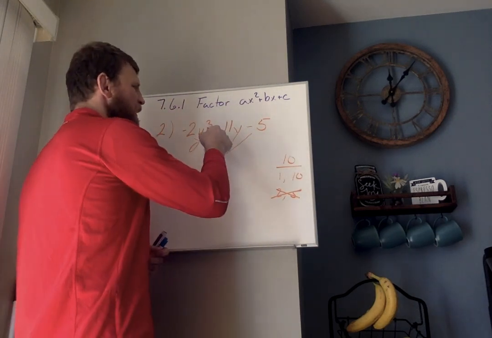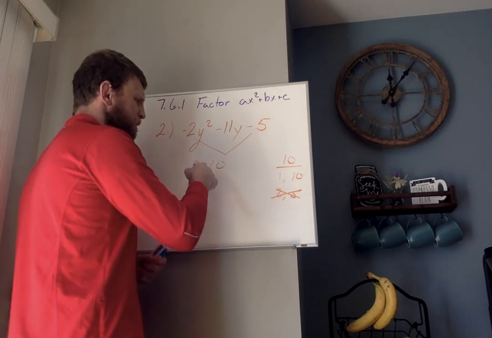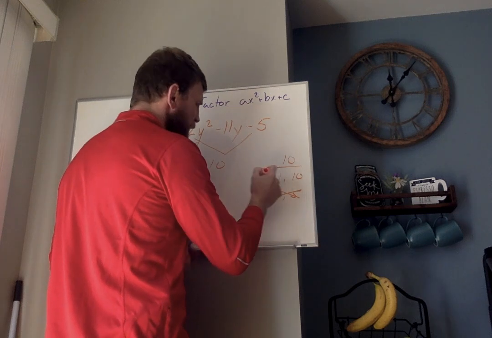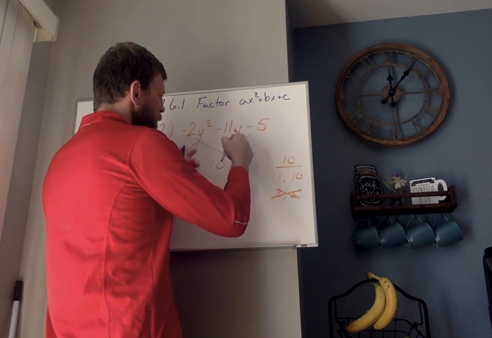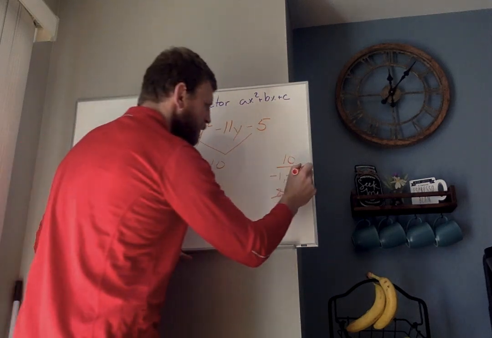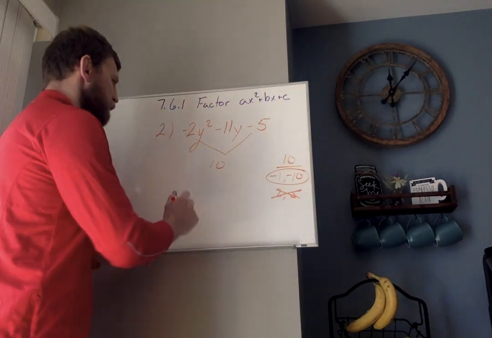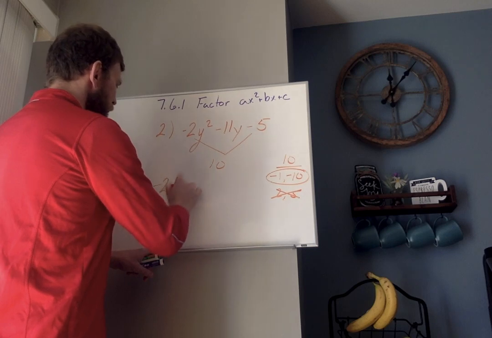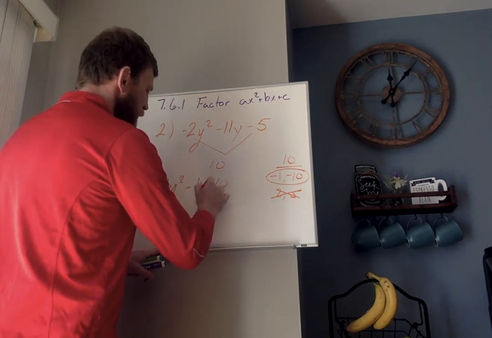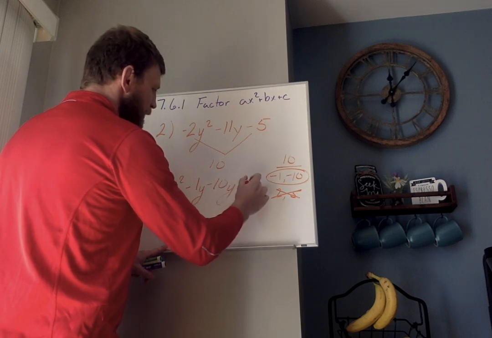That's where I'm thinking. Now it needs to be negative 11. So what I'm going to do is they have to multiply to give me positive 10, but add up to give me negative 11. So they're both negative. So what I'm going to do is I'm going to write negative 2y squared minus 1y minus 10y minus 5.